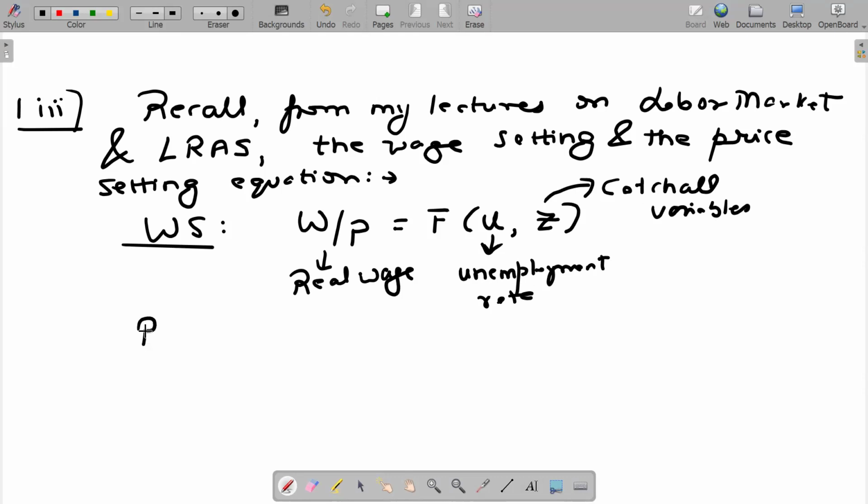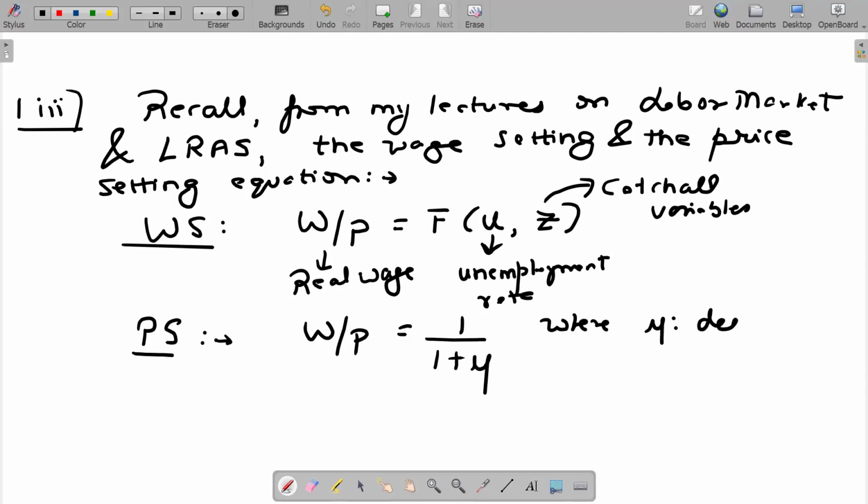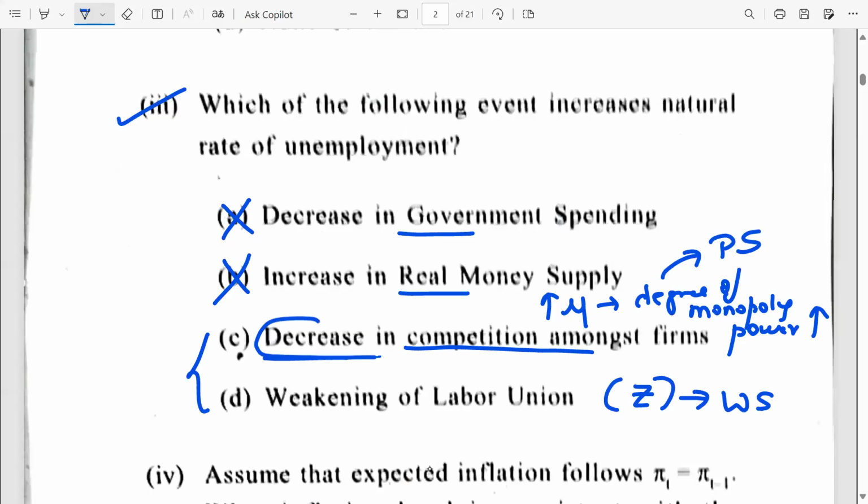Okay, and my price setting equation was W by P is equal to 1 over 1 plus mu, where mu denotes the degree of monopoly power. So students, if you look at the third option, which is this option, let's look at this option. Decrease in competition among the firms.